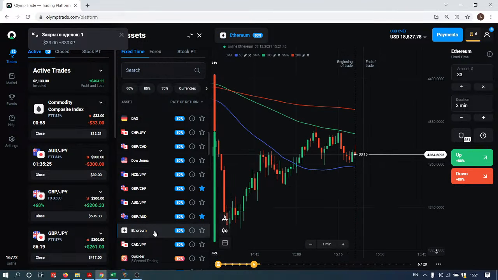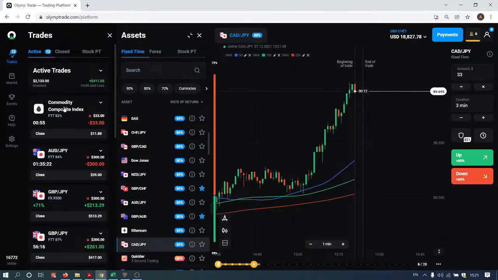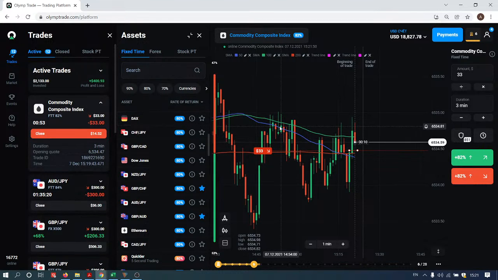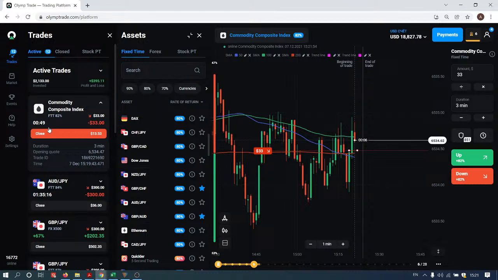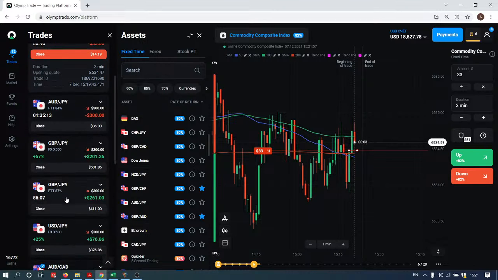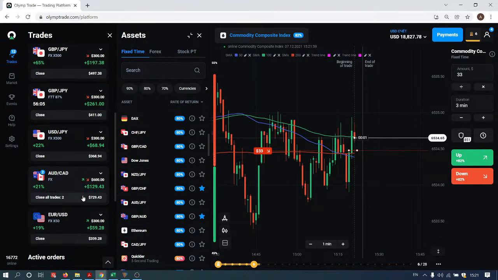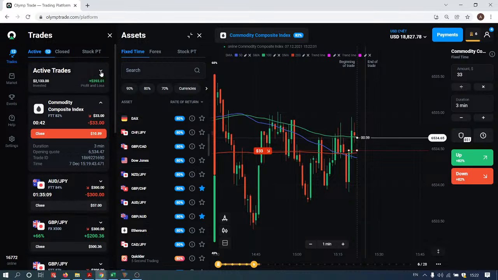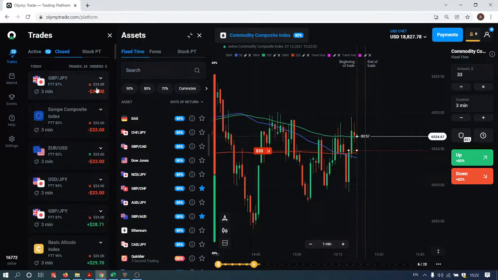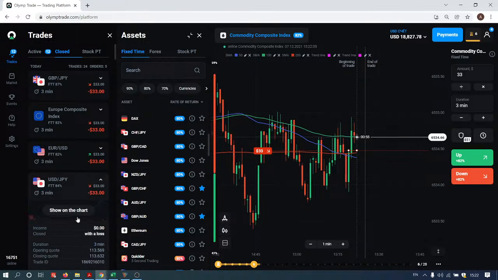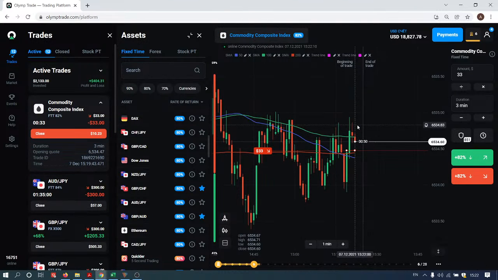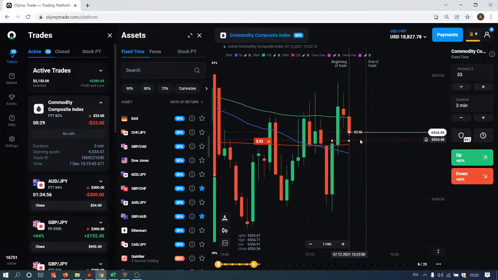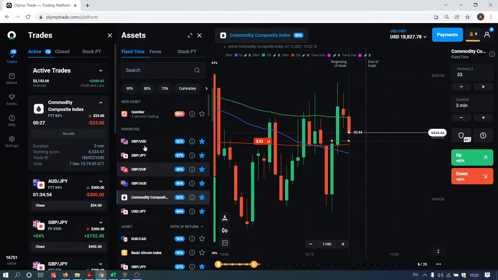GBP AUD. Wow, so that's a breakout. And well, this one. So commodity composite index.